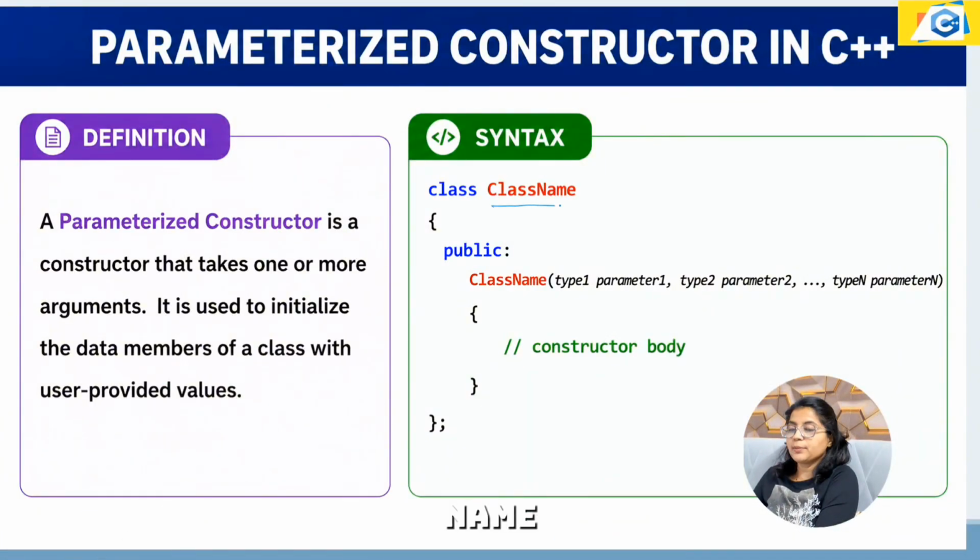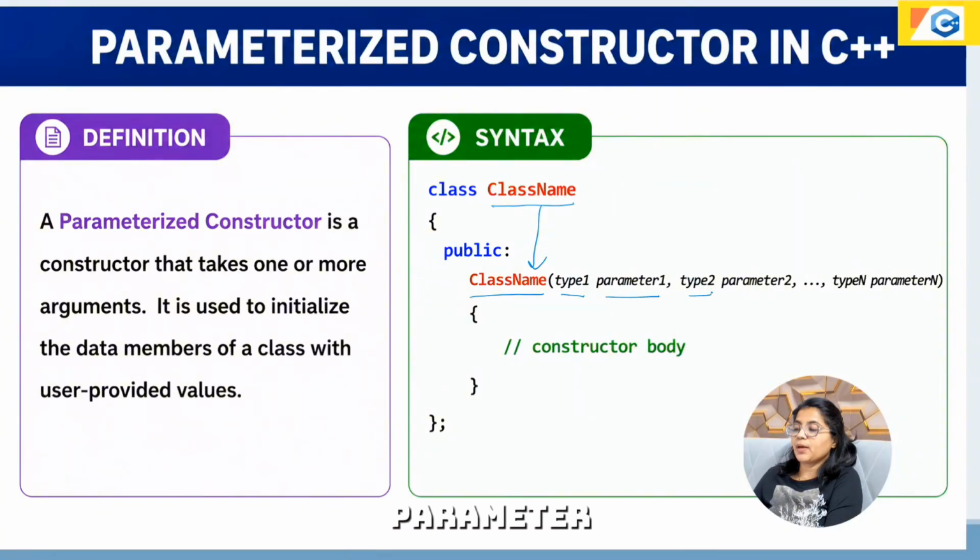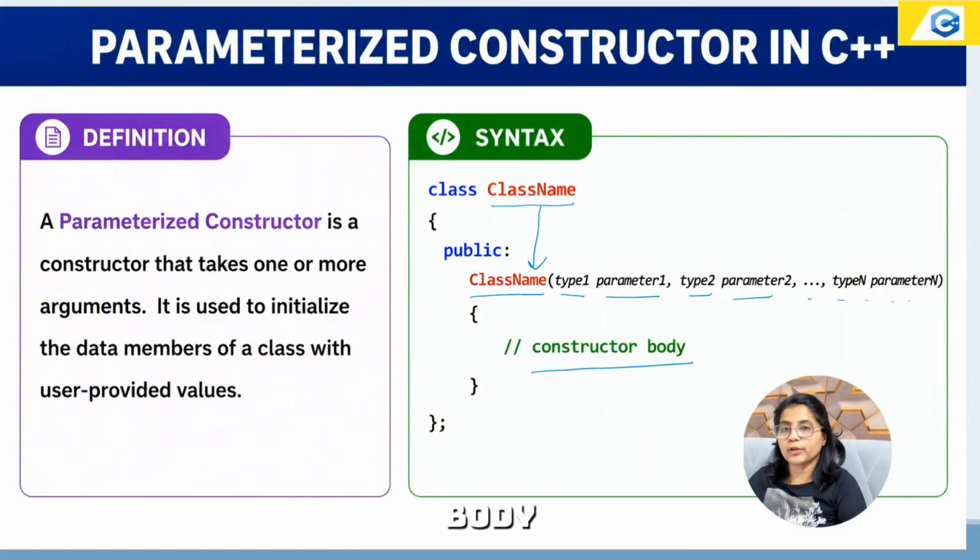Class name. Because we are dealing with constructor, the constructor name has to be same as that of class name. Then data type parameter 1, data type parameter 2, and so on, and the statements which we want to include inside the constructor body.